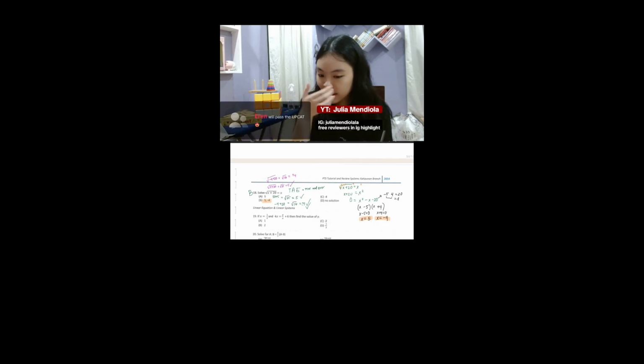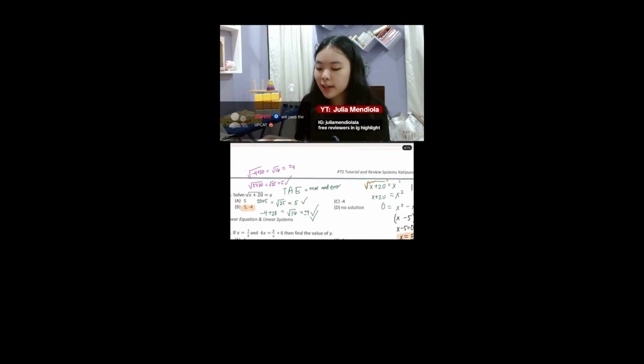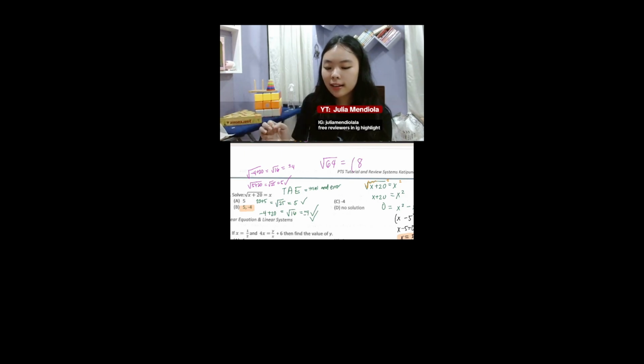But yes, paano naging negative 4? Kasi, plus minus 4 yan, every time you square root something. For example, square root of 64. Plus minus 8 yan. Bakit siya plus minus? Ang ibig sabihin ng plus minus is when you square 8, equal yan to 64. But when you square negative 8, equal pa rin siya sa 64.